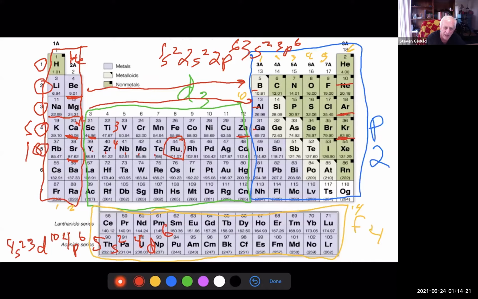That number there always starts with your S and P orbitals. Your D is going to be 1 less because D starts with 3. But the energy level on the left-hand side is always going to match your S and P orbitals. The only one that's different is the D, it's going to be 1 less because of where it starts.